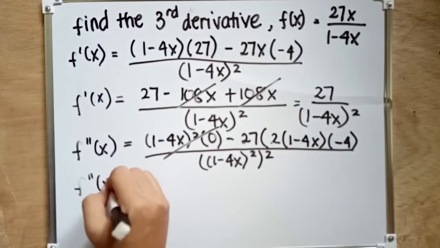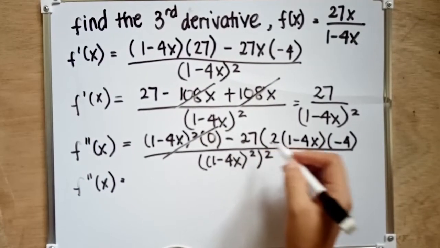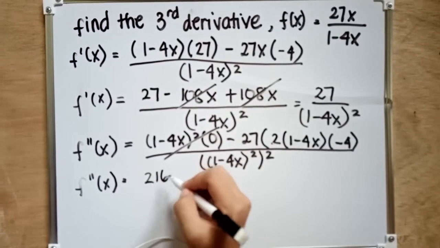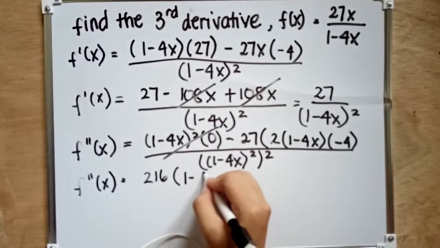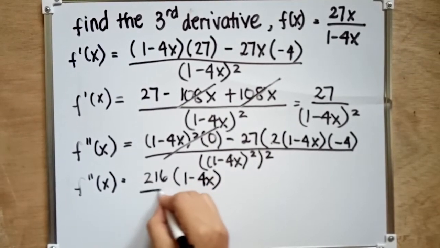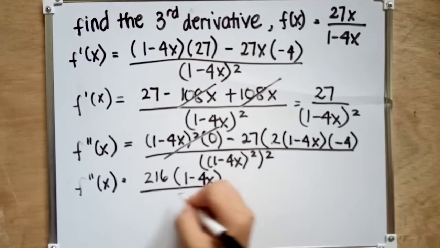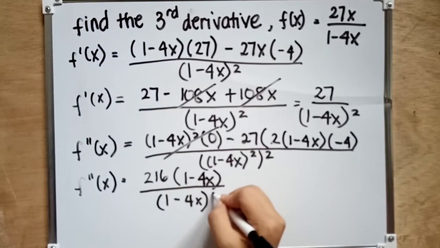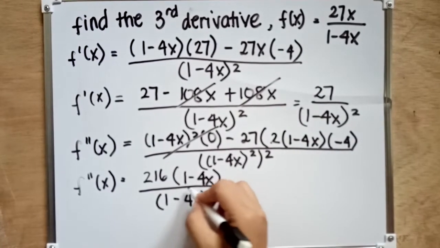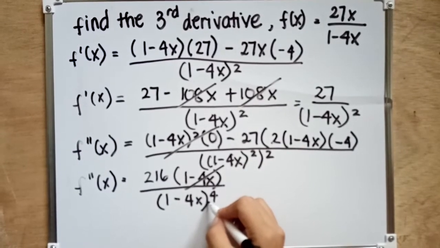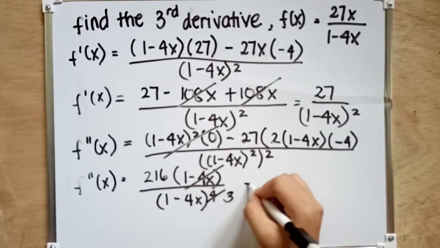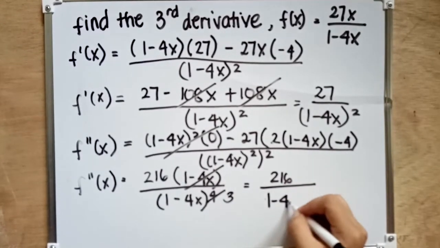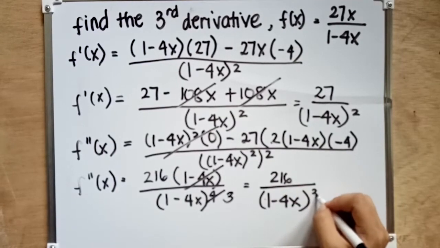F double prime of x is equal to negative 27 times 2 times negative 4 is 216 times 1 minus 4x over 1 minus 4x quantity raised to 4. Cancel this. Then ito ay magiging 3. 216 over 1 minus 4x quantity cube.